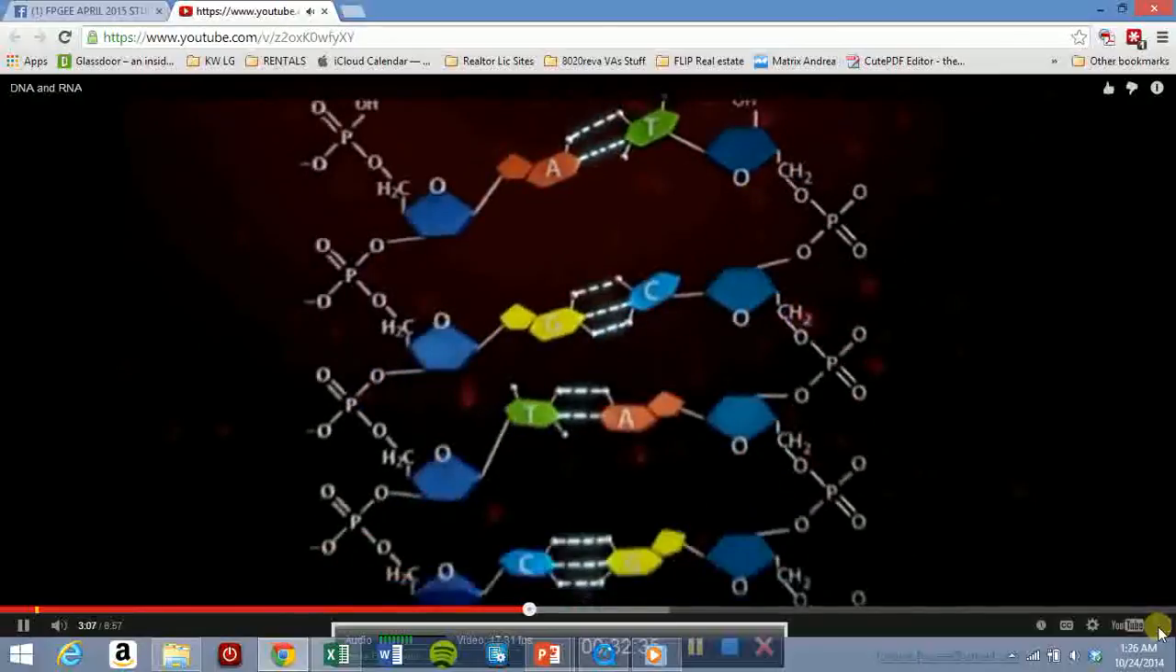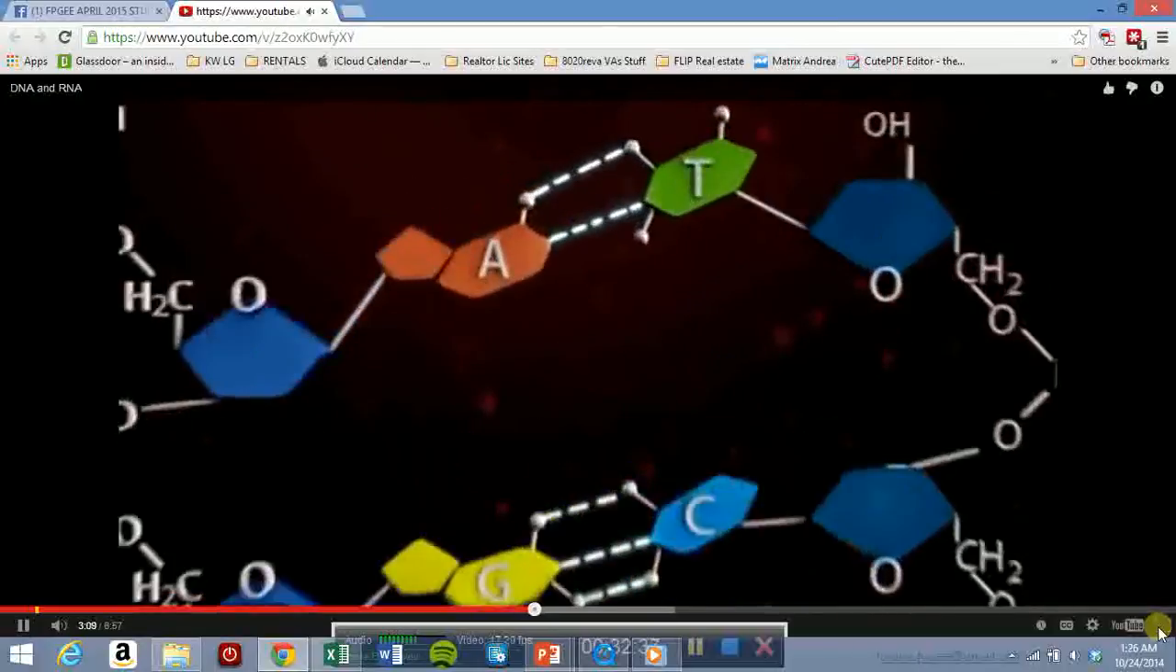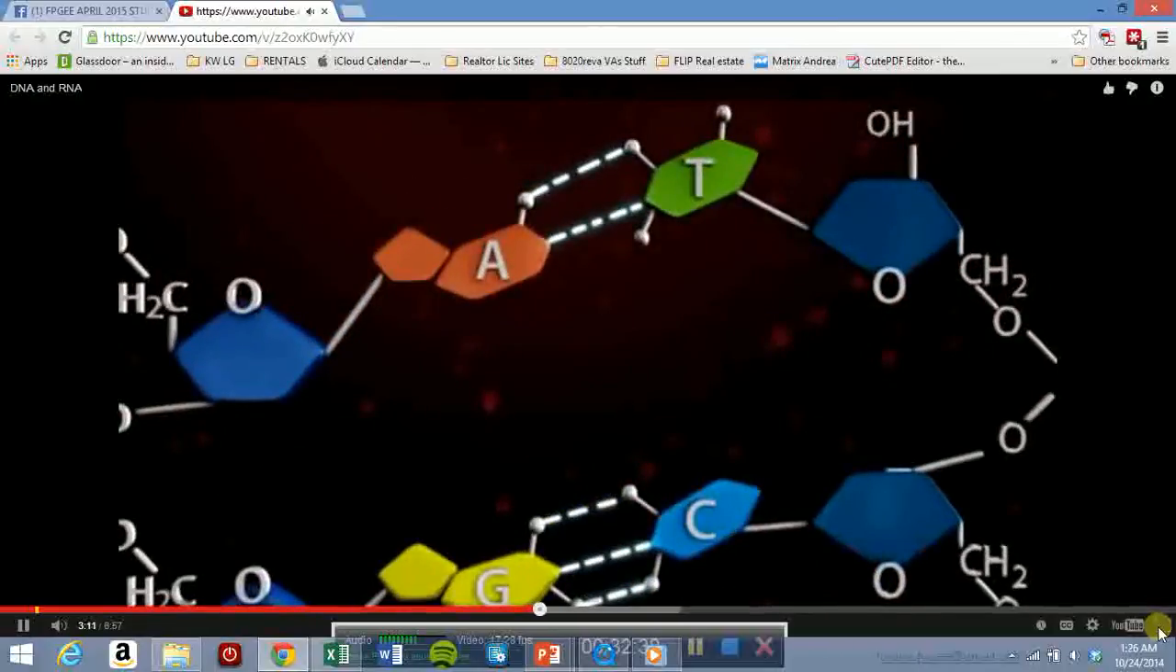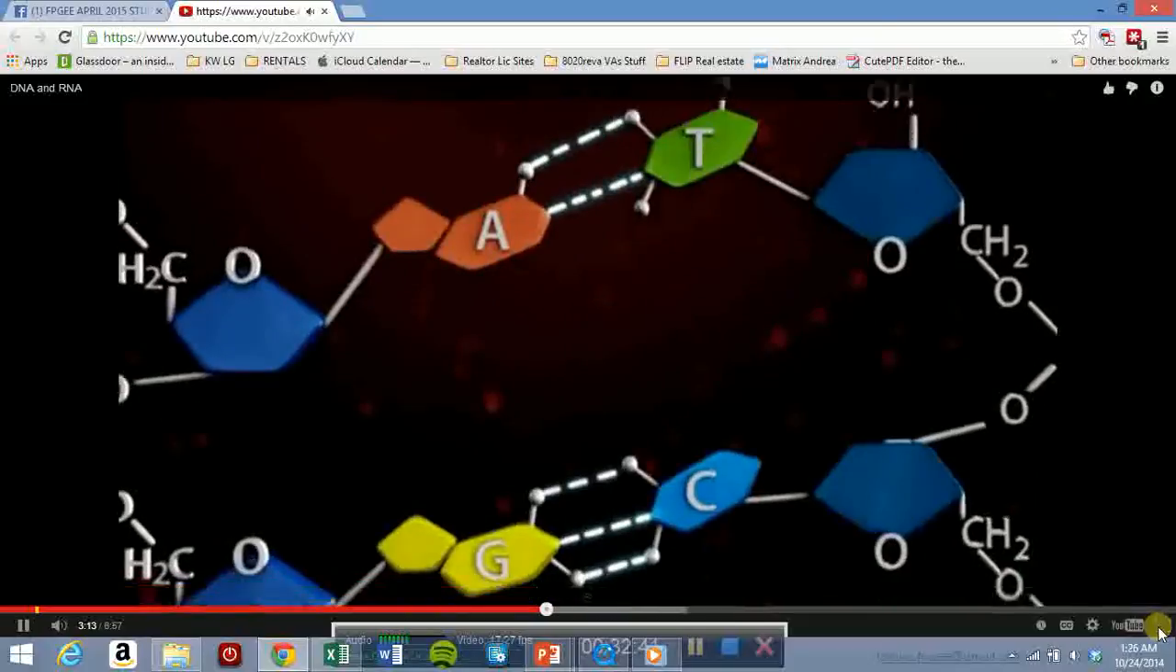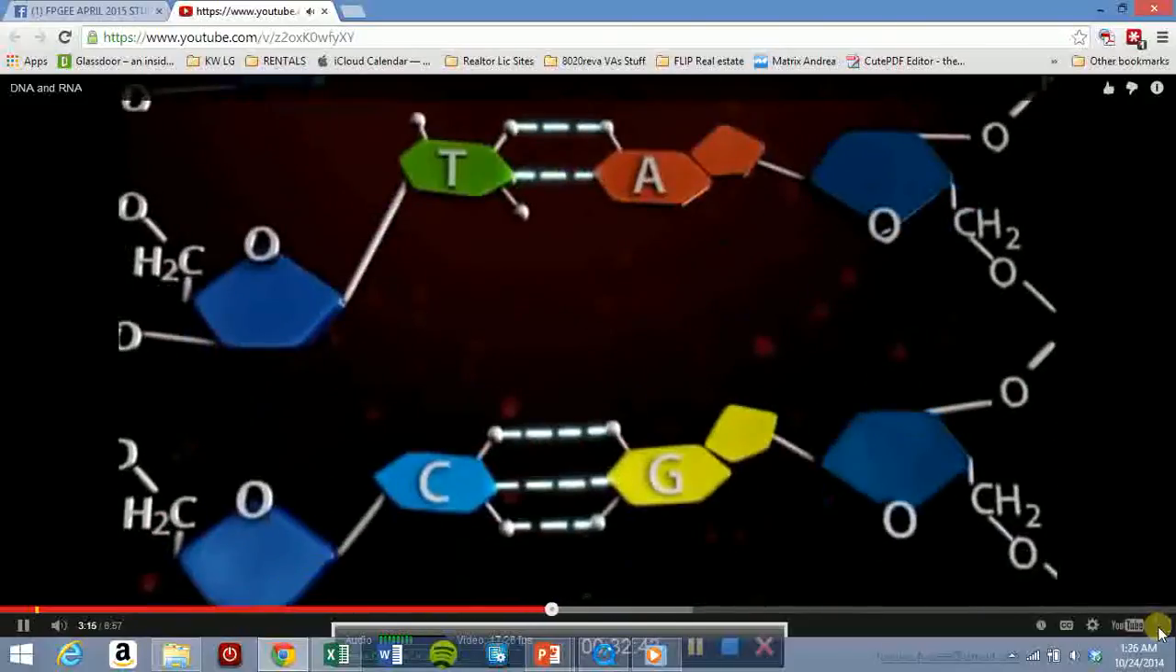DNA is a double-stranded molecule. Notice that adenine, A, forms bonds with thymine, T, and guanine, G, forms bonds with cytosine, C. The bonds that hold these 2 strands of DNA together are highlighted in light blue and are called hydrogen bonds.